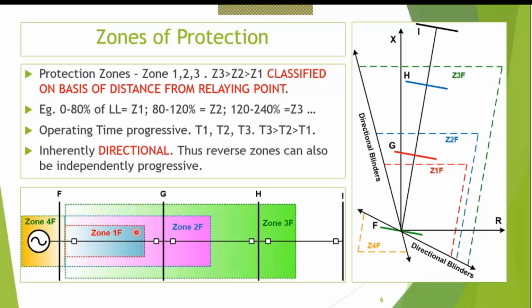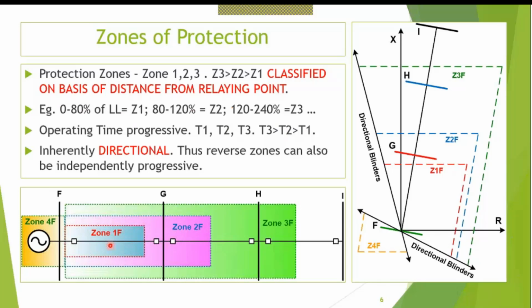If the fault occurs within zone 2, Z2F is this bus, so Z2F is the zone 2 reach of this particular relay. Let's say it is some 120% of the line. So any fault occurring between 0 and 120% will trip in, let's say, T2 time, which is higher than T1. And similarly for zone 3, it will trip in a still higher time.